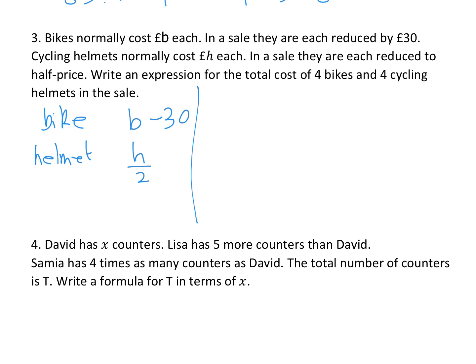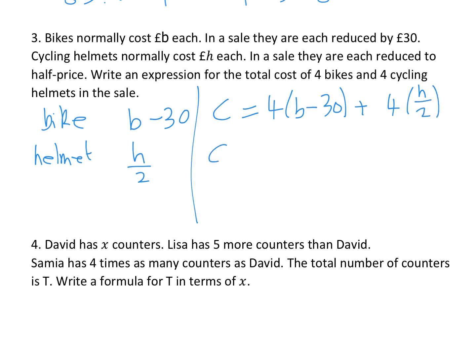So we're trying to work out the cost of 4 bikes and 4 cycling helmets. So the total cost, we'll call that C for the total cost. We want 4 bikes, so that's 4 times (B minus 30). And we want 4 cycling helmets, so that's 4 times (H divided by 2).